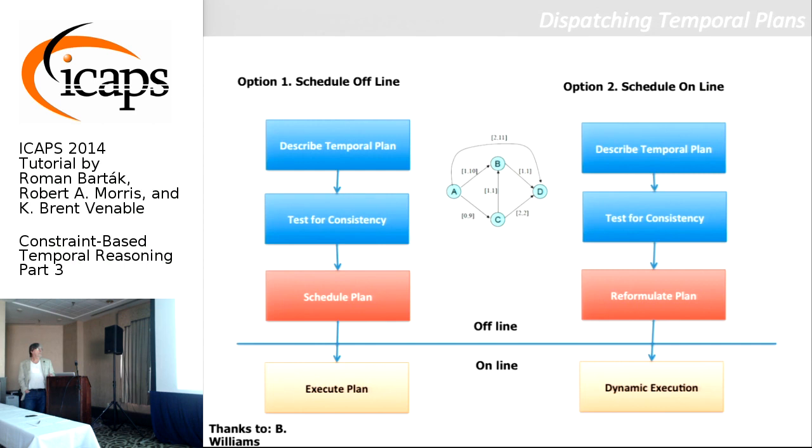But if we want to transform the plan into something that's executable, then there's a number of additional stages that have to be performed. On the left side, when we're scheduling offline, there has to be a separate scheduling step. And then on the online side, there's a stage that can be called the reformulation stage, and I'll talk about that later. And then on the online side, there's the execution algorithm itself. So let's look at some of these.